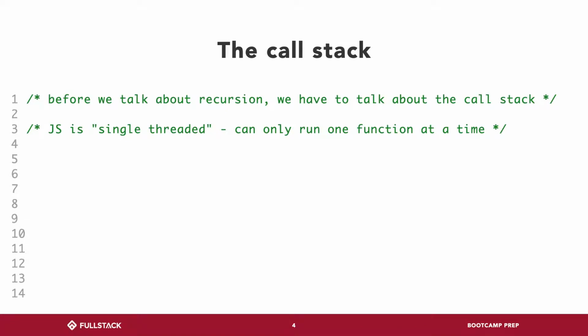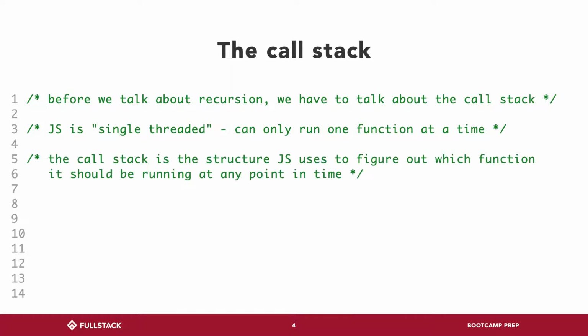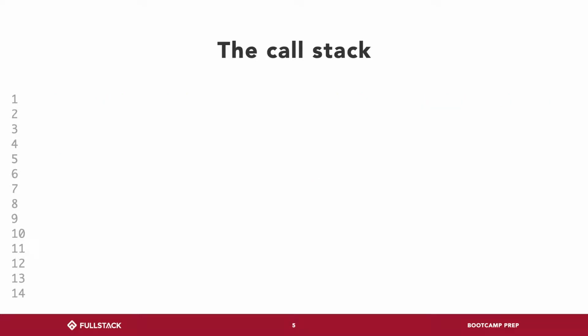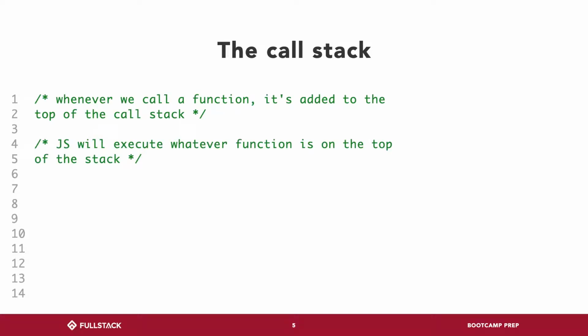Before we talk about recursion, though, we have to talk about the call stack. So like I said, JavaScript is single-threaded. That means it can only run one function at a time, right? So the call stack is what JavaScript actually uses to keep track of which function should be running at every point in time, okay? So whenever we call a function, it's added to the top of the call stack, right? And JavaScript will execute whatever function is at the top of the stack.